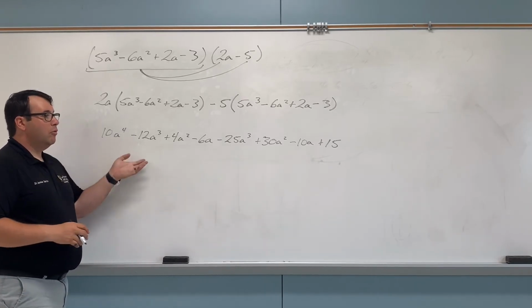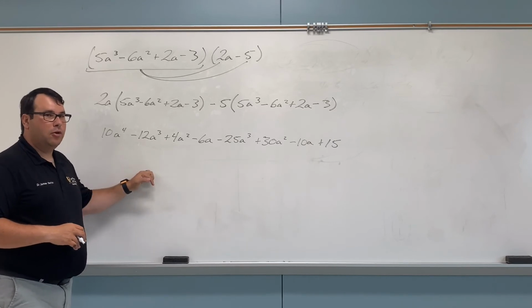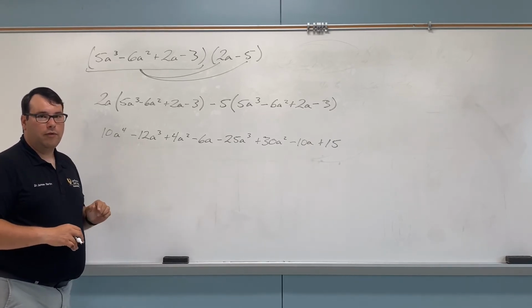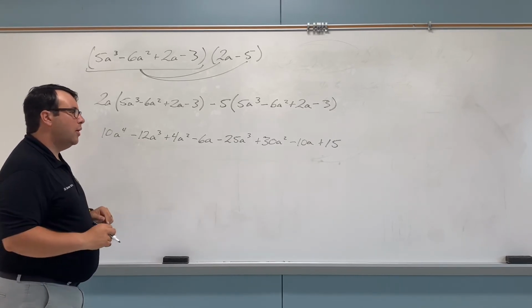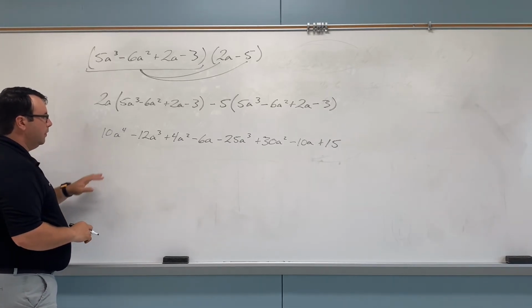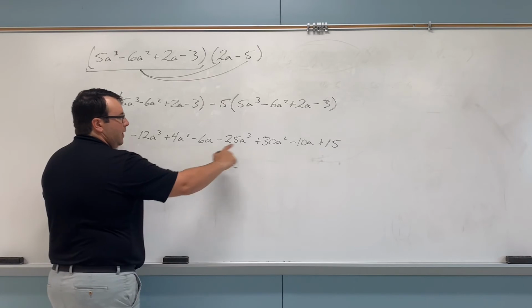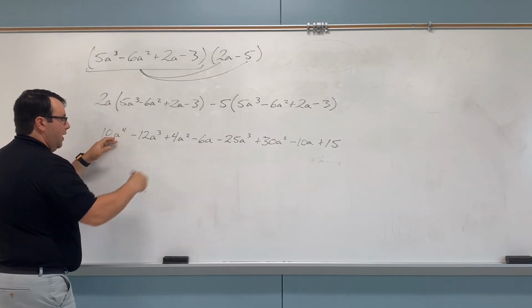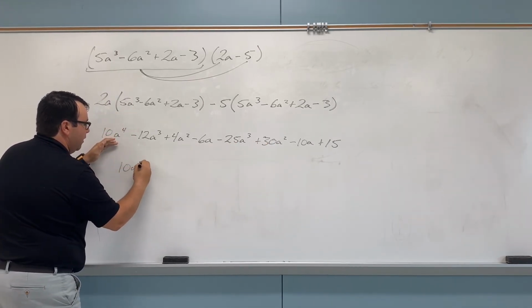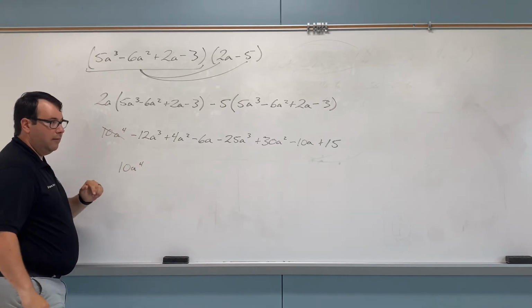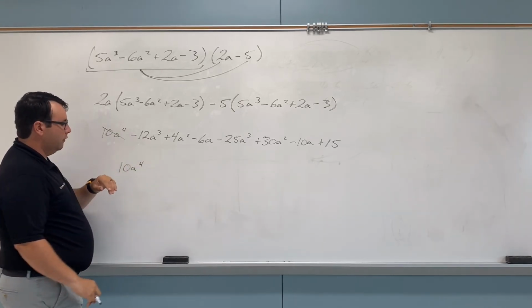But as you go through, you might want to write down what you're doing and then cross off once you've combined those terms. I'll show you how we're doing that in this problem. Here I have an a to the 4th term. I don't see any other a to the 4ths in my problem, so I have 10a to the 4th. I've used it, so I crossed it off.